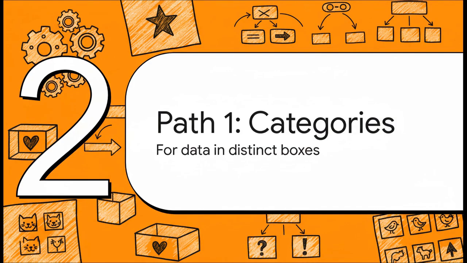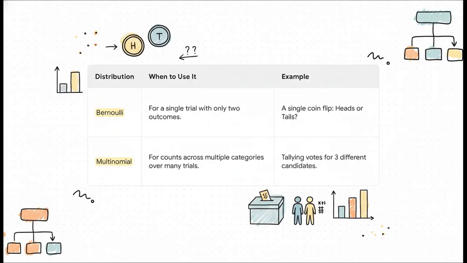All right, you ready? Let's head down our first path, which is probably the most straightforward one, the world of categories. This is for any data that fits neatly into distinct boxes or labels, like yes or no, or red, green, and blue. Now, when you're dealing with categories, your choice is actually pretty simple. Are there only two possible outcomes? Think of a single coin flip, heads or tails, or maybe a simple pass/fail test. That's a job for the Bernoulli distribution.